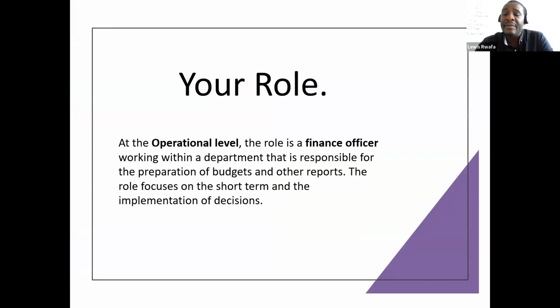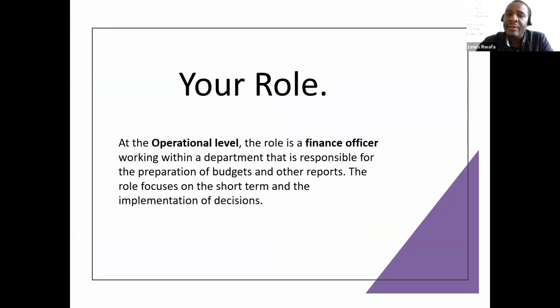This is very, very important, because in my many years of working with CIMA students, I think it's a small little mistake that many students make when they write their exams. For some reason, the exam pressure, or something, the students forget what role they are playing in the exam. At operational level, you are the finance officer.